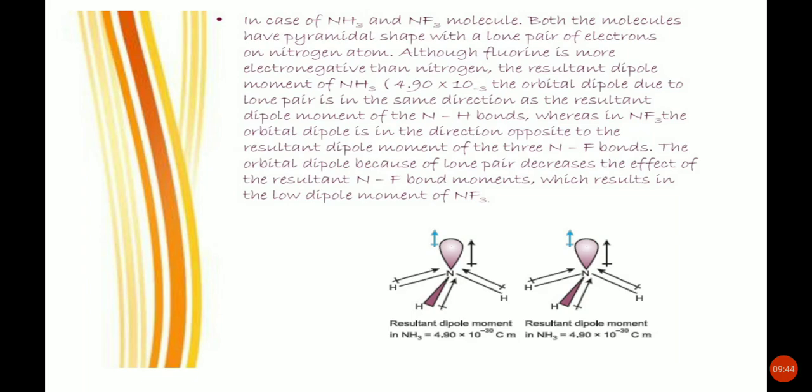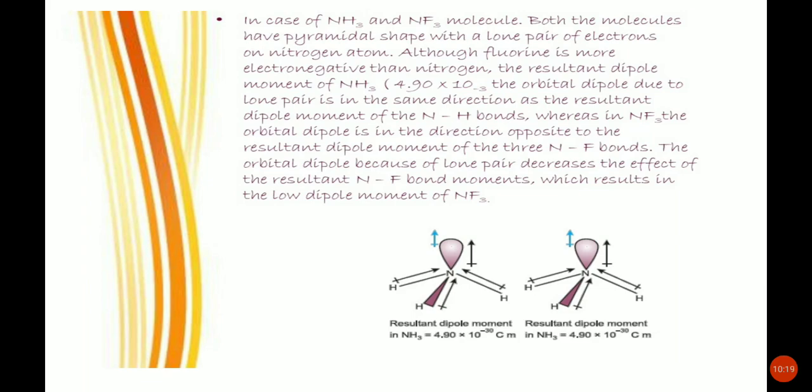So we can explain this. We are going to discuss the two compounds, NF3 and NH3. In NH3 the dipole moment is 1.49 D, but in the case of NF3 it is only 0.25 D.